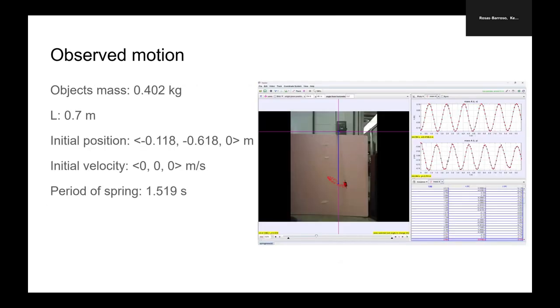For the observed motion, we said that the object's mass was 0.402 kilograms. The stretched length of the spring was 0.7 meters, which is measured from the top of the anchor point to the center of mass down here from the beginning of the frame. We said that the initial position was negative 0.118, negative 0.618, 0 meters, and that the initial velocity was 0 throughout as it is dropped from rest. And we solved that the period of the spring is 1.519 seconds.